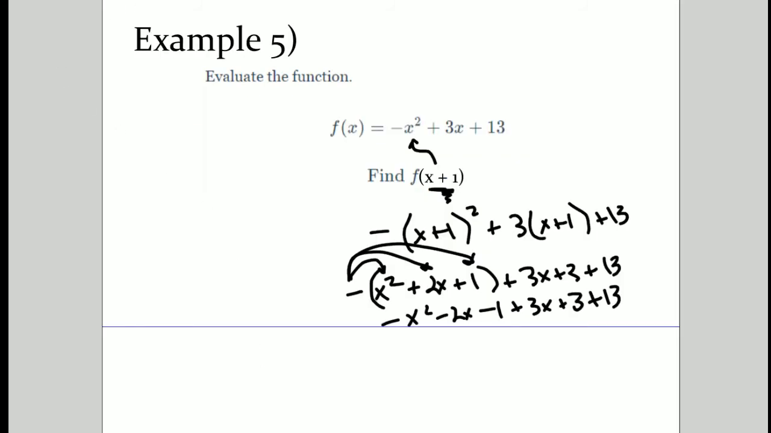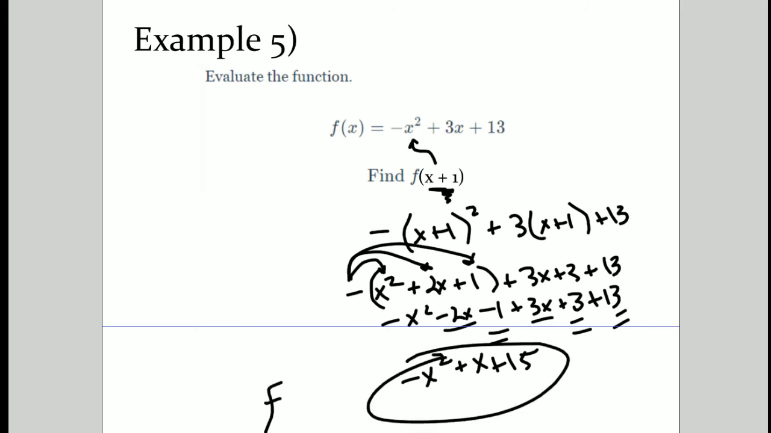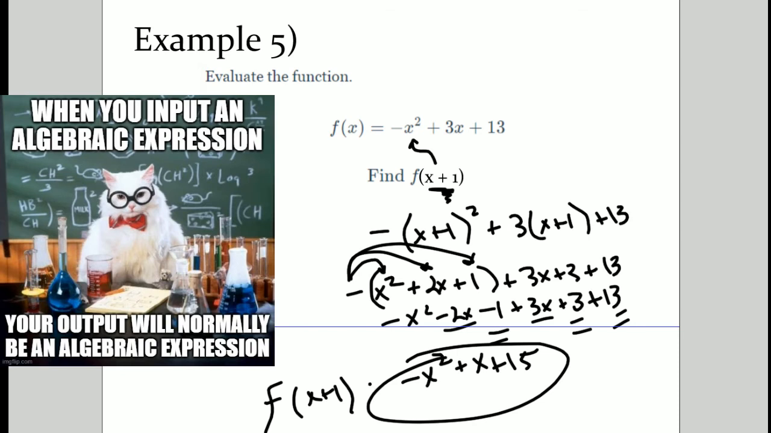All right, more space. We're just going to combine the like terms. Negative 2x and 3x become x. Negative x squared has no like terms. Negative x squared plus x. Oops, that's a funny looking plus sign. Oh no, I've ruined everything. Apologies. Plus x. And then negative 1, 3, and 13. Put all those together and you're going to get 15. And that is our answer. So f of x plus 1 becomes negative x squared plus x plus 15. Interesting. I don't know if that's what you're expecting to get, but that is what we got in the end. So there we go. Negative x squared plus x plus 15. All right, moving on.